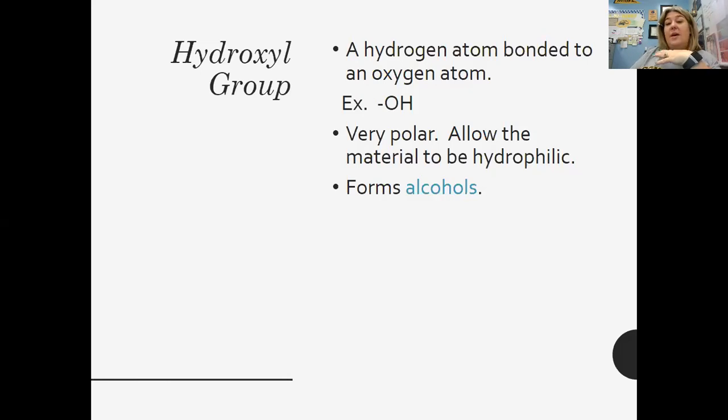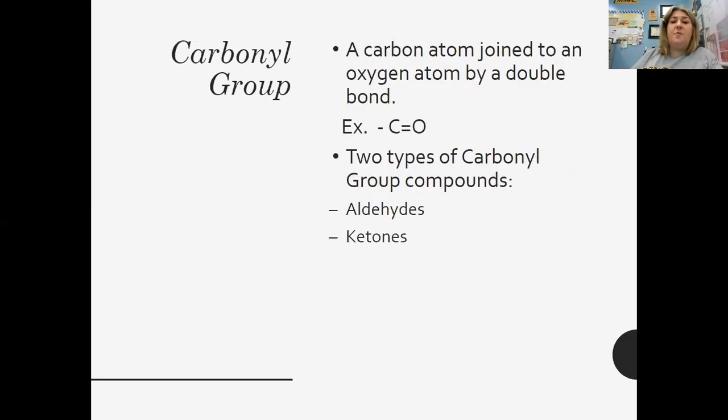When you add an OH to a hydrocarbon, you form an alcohol. Things like ethanol, propanol, isopropanol. These are alcohols, and what makes them different is the number of carbons and where their OH is located. The next functional group that I want you to know is the carbonyl group.